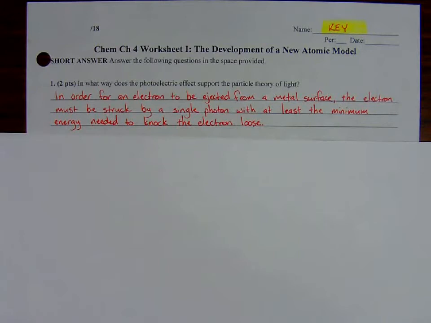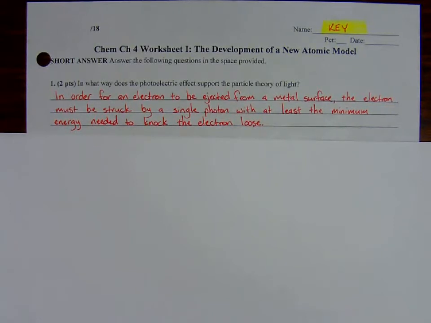Number 1, in what way does the photoelectric effect support the particle theory of light? Well, in order for an electron to be ejected from a metal surface, remember that's what's happening in the photoelectric effect. This plate of metal, this metal surface, is ejecting electrons. That's the effect. And it was pretty darn confusing at the time. It actually took Albert Einstein a Nobel Prize to actually explain it.